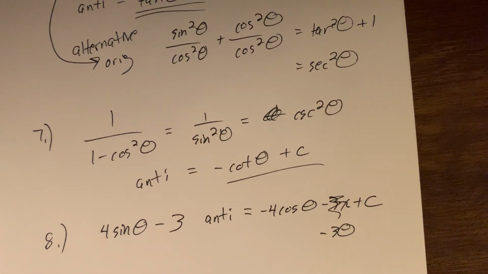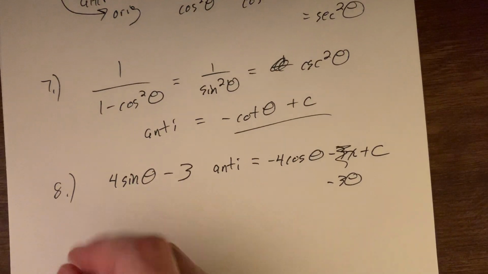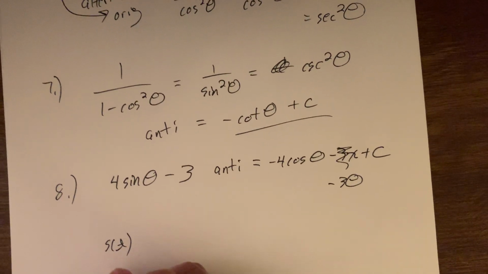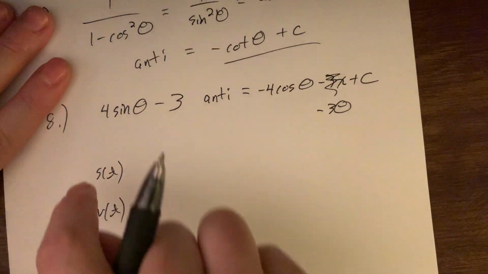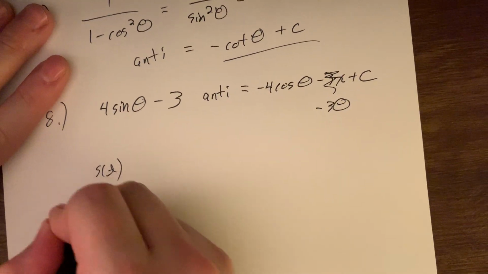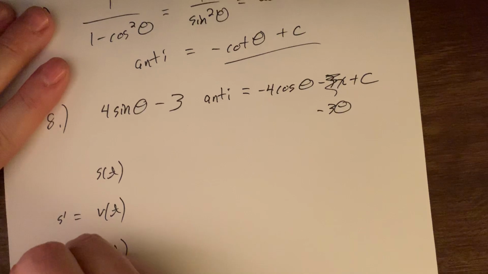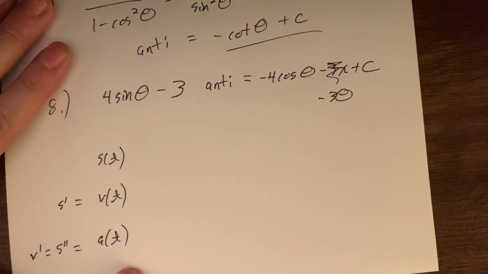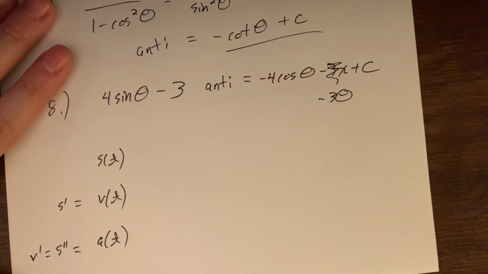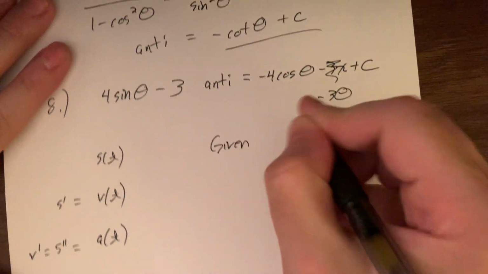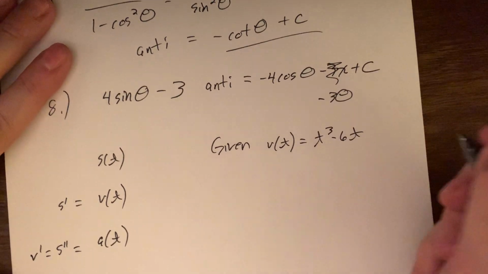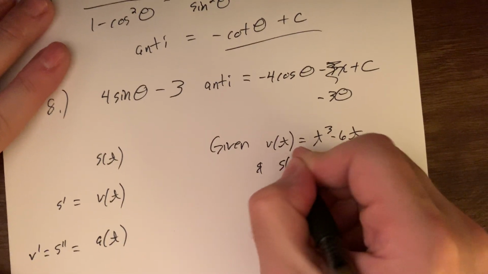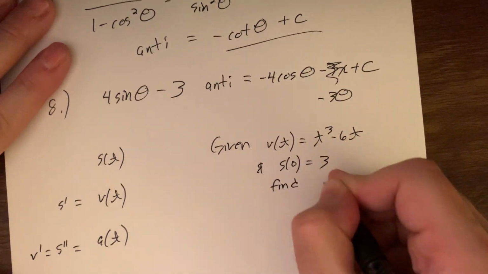Last thing, last idea from this video, everybody. Back to the relationship between position, velocity, and acceleration. That derivatives move us down the chain so that s prime is v, s double prime or v prime is a, and antiderivatives will move us back up the chain. So there's a couple little problems. They give you something like, given v of t is t cubed minus 6t, and s of 0 equals 3, find s of t.